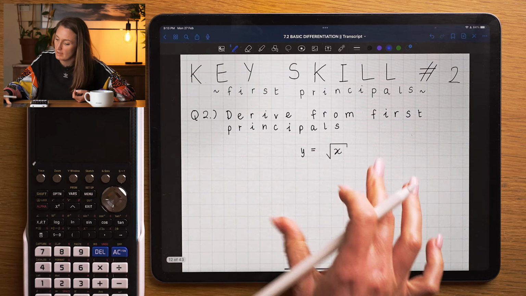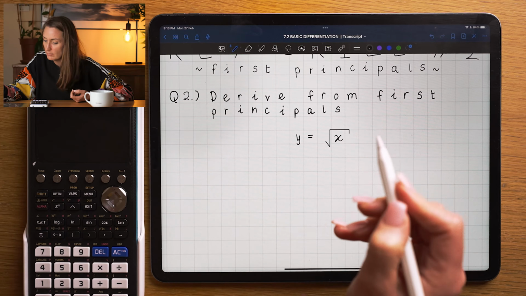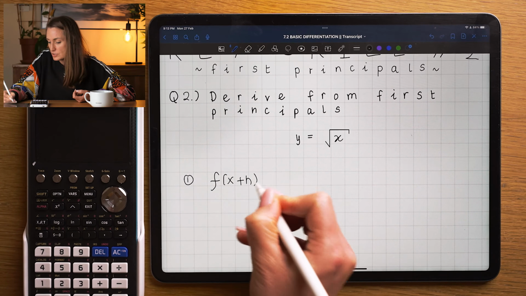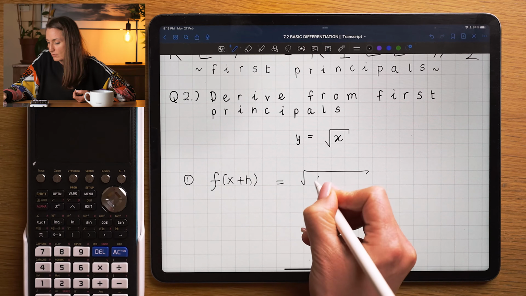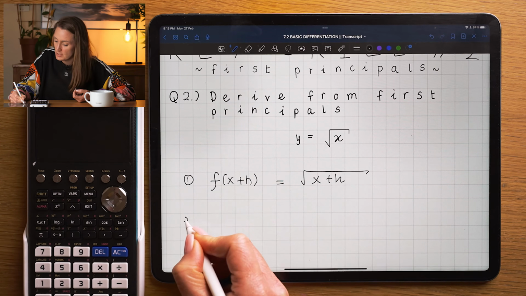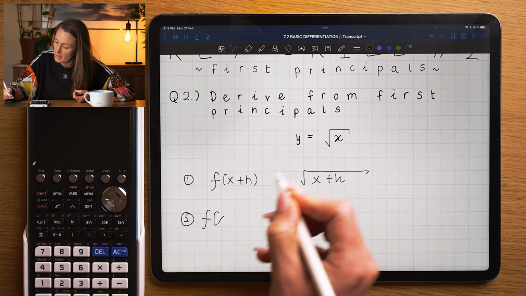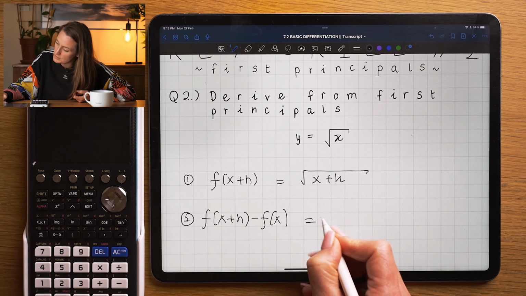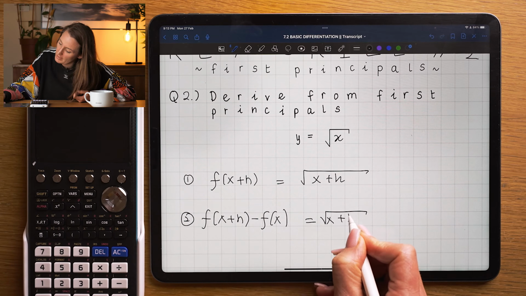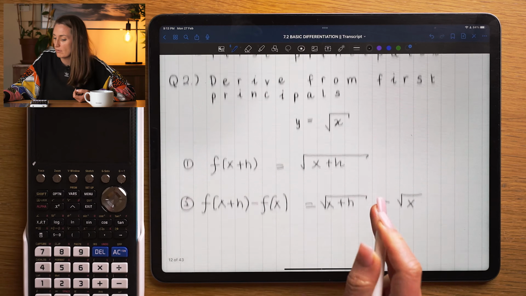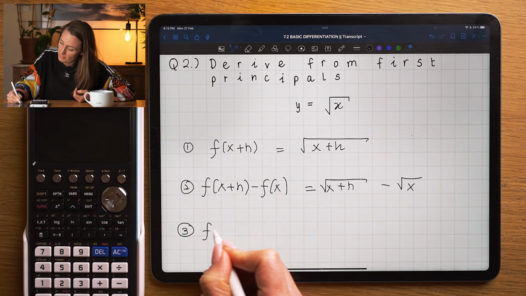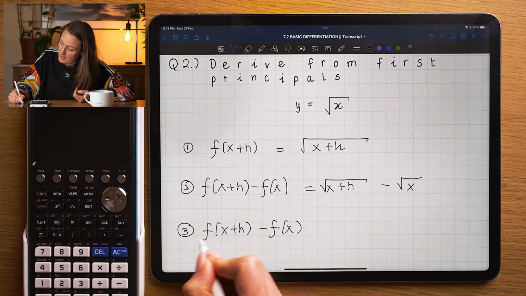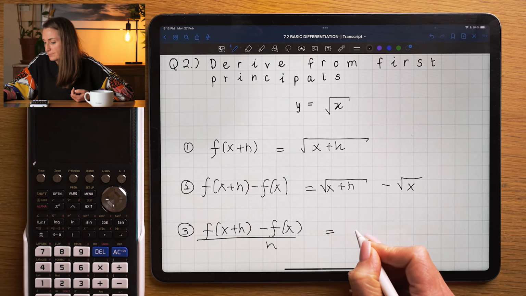Okay, let's have a look at a square root, which can be a bit tricky too. Step 1, f of x plus h, which is the square root of x plus h. Step 2, f of x plus h minus f of x, which is the square root of x plus h minus the square root of x. Step 3, you want to do f of x plus h minus f of x divided by h.